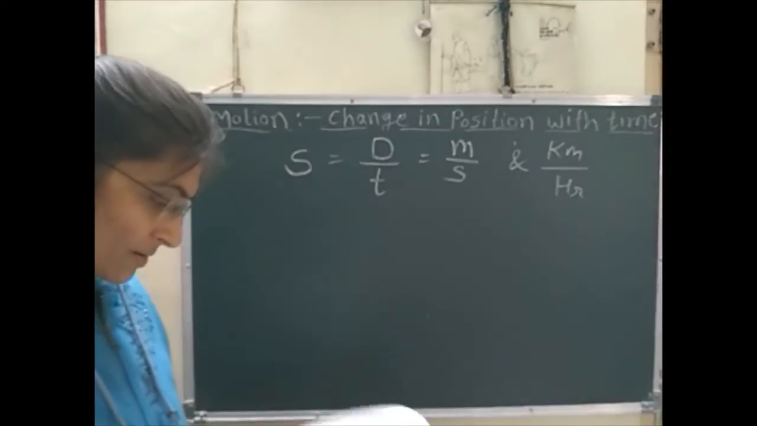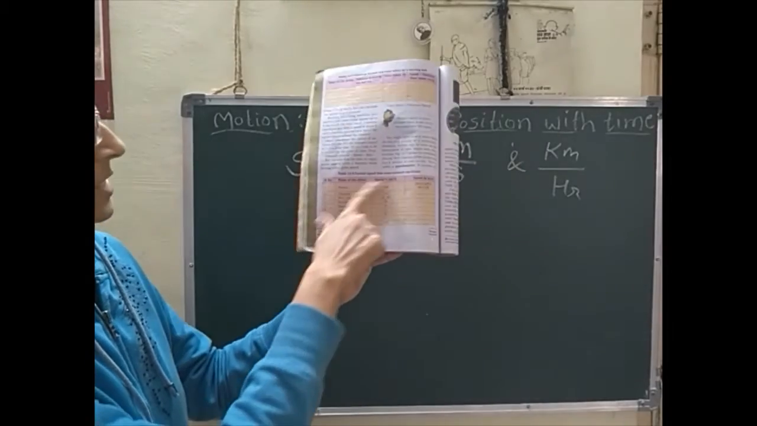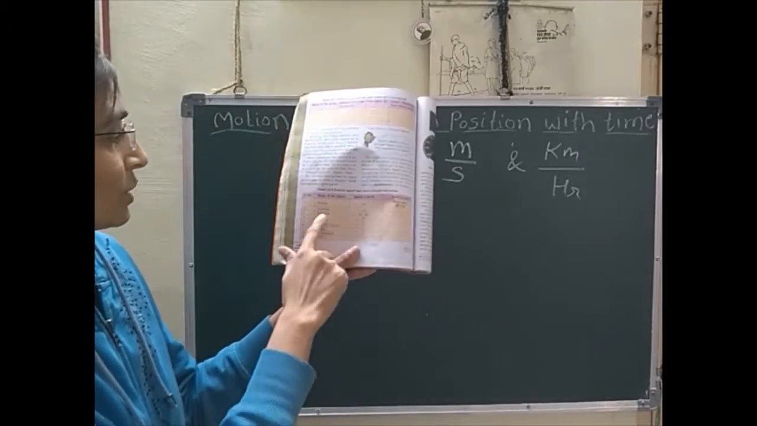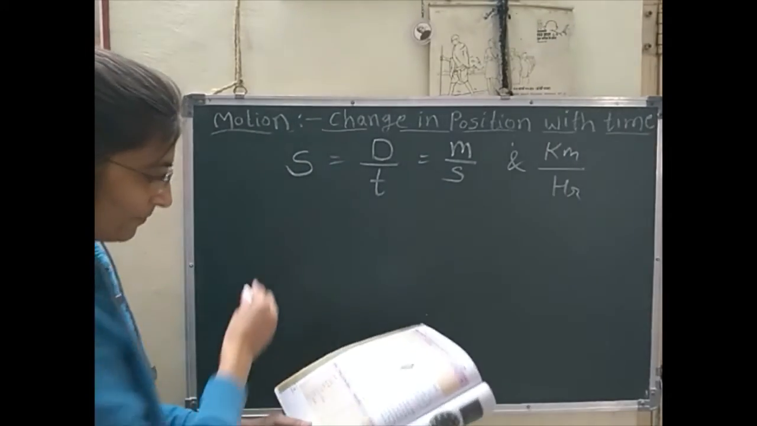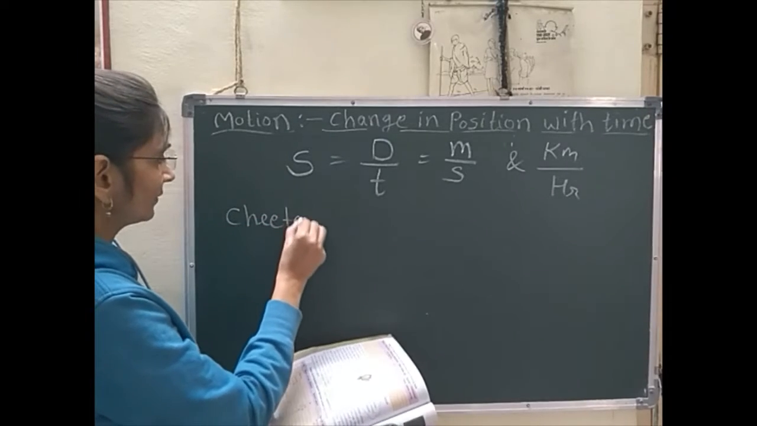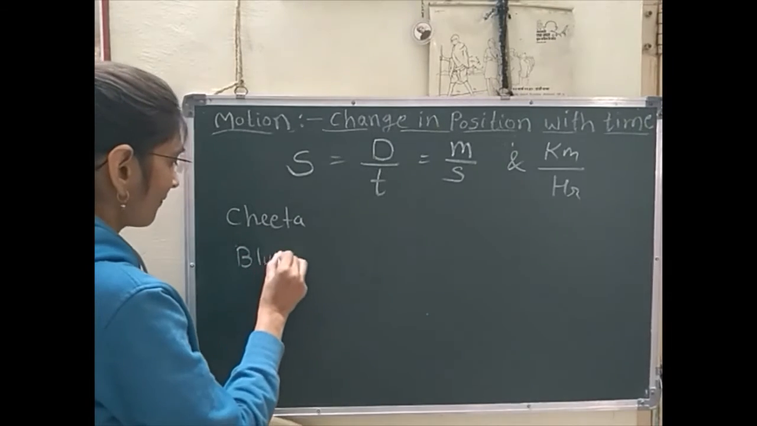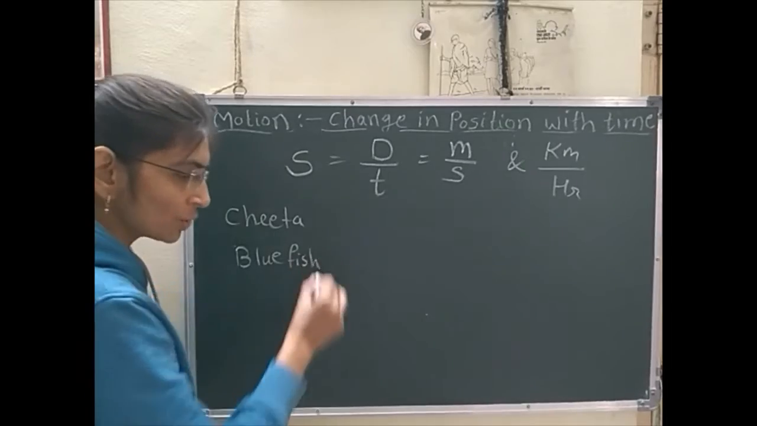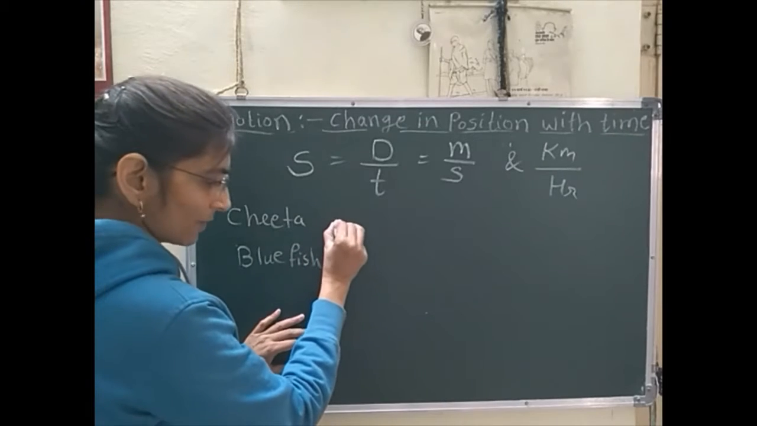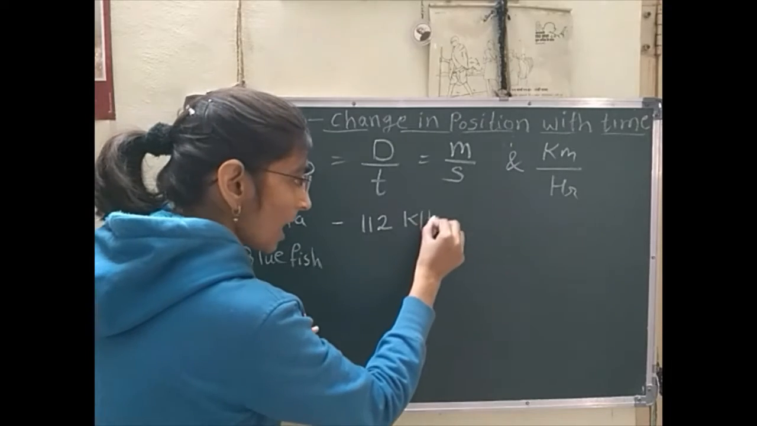So here is given one chart for different animals. The speed is given here. So suppose we take the example. First I will take cheetah, then blue fish, and so on. You can see it in your textbook. So the speed is given for cheetah. It is 112 kilometer per hour.